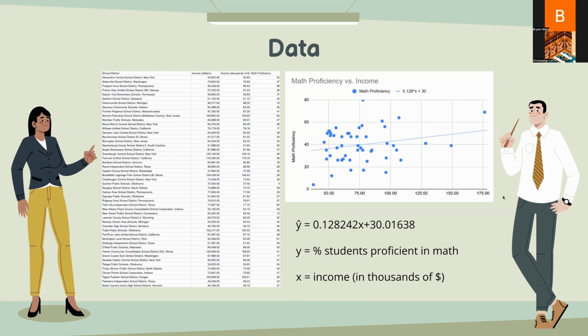This is the raw data that we used. On the left is a graph of all of the different school districts that we randomly sampled, showing the income and math proficiency. And on the right is the linear regression model that we ran, and the equation that we found is on the screen there, as you can see.